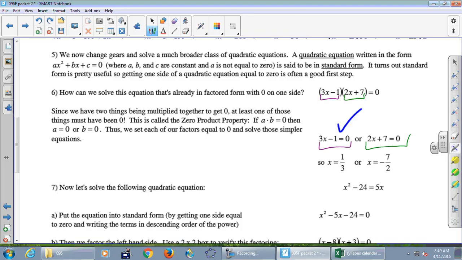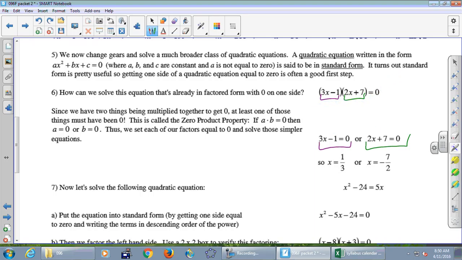So for the first equation, add 1, divide by 3. We get x is a third. Second equation, subtract 7, divide by 2. We get negative 7/2. Okay? So if we are so fortunate as to be given something like this in factored form equaling 0, piece of cake. Just set the two pieces equal to 0.